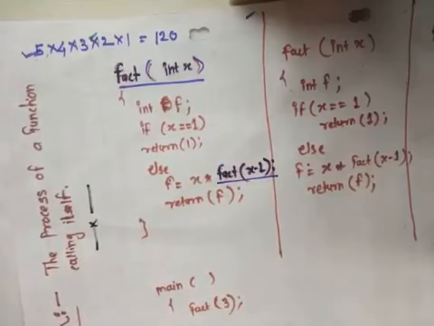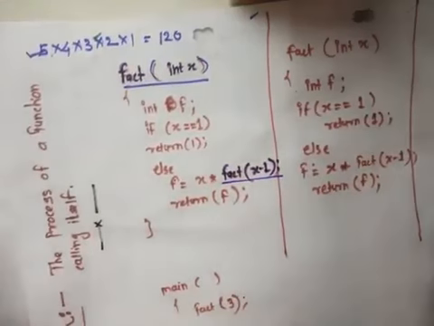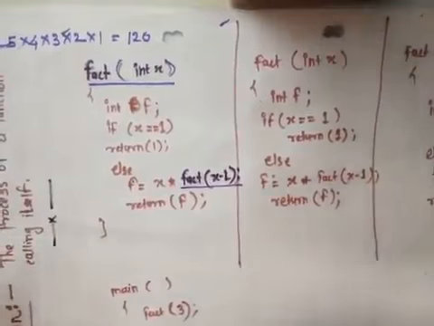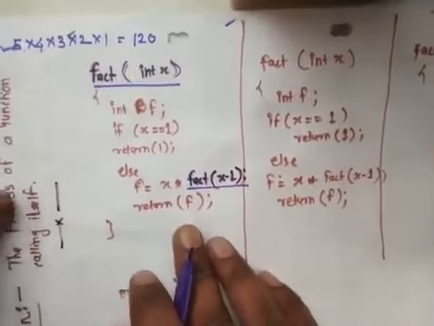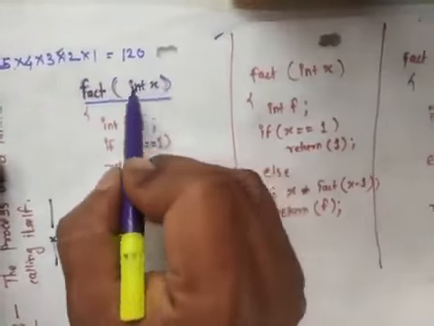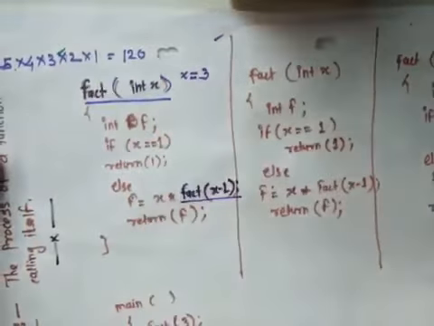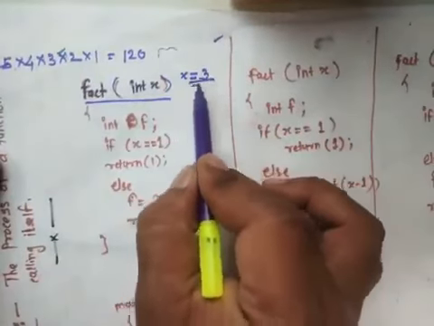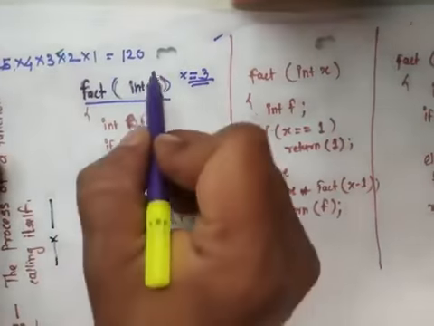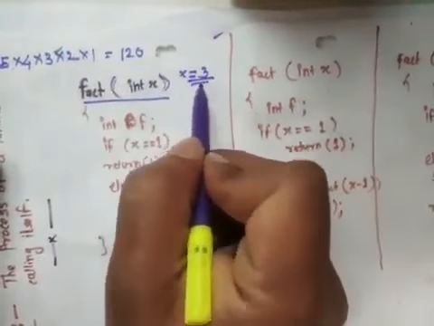Now we are going to see how stack helps to perform recursive function calls. Suppose I pass integer x, so I am going to pass x is equal to 3. I want to find the factorial of 3. So here I pass x is equal to 3 as an input.